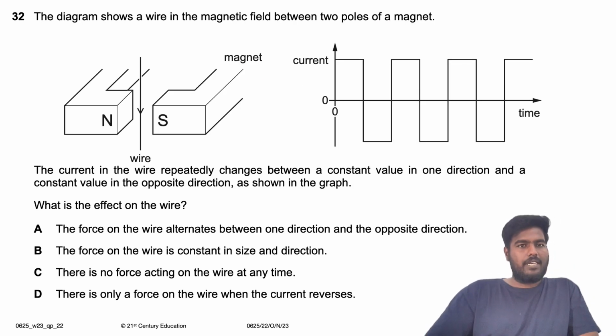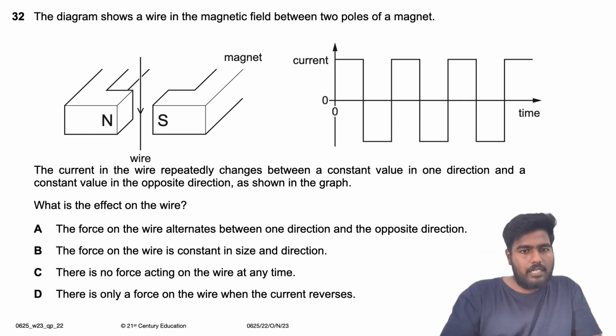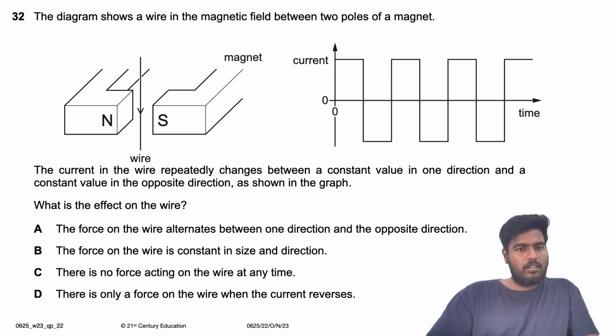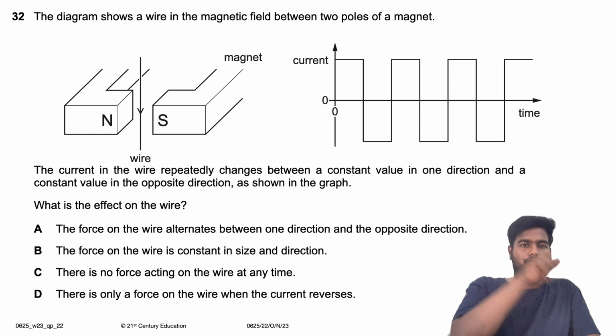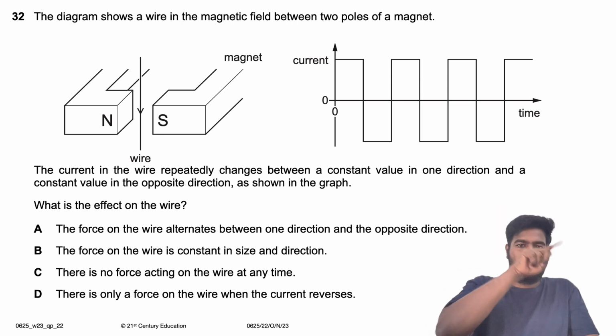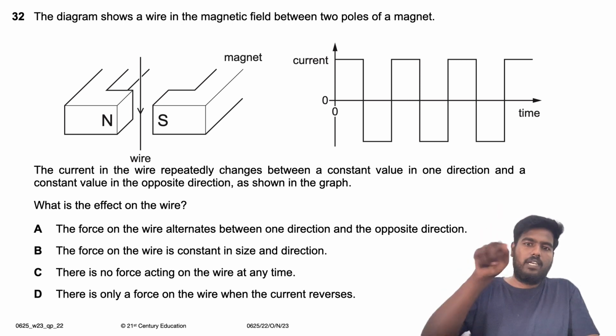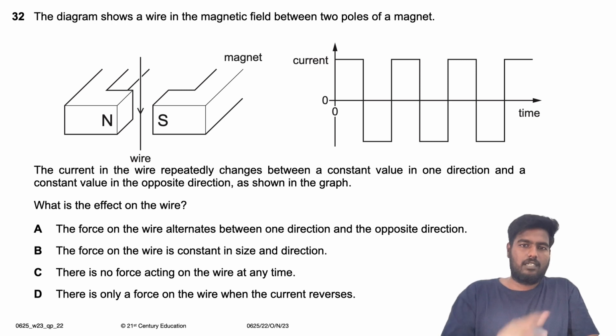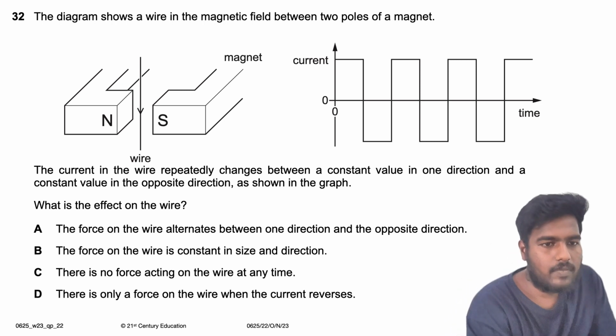The diagram shows a wire in the magnetic field between two poles of a magnet. Okay, there's a north pole and a south pole, and there's a wire. The current in the wire repeatedly changes between a constant value in one direction and a constant value in the opposite direction, as shown in the graph. So it goes positive and then comes down, going in the opposite direction.